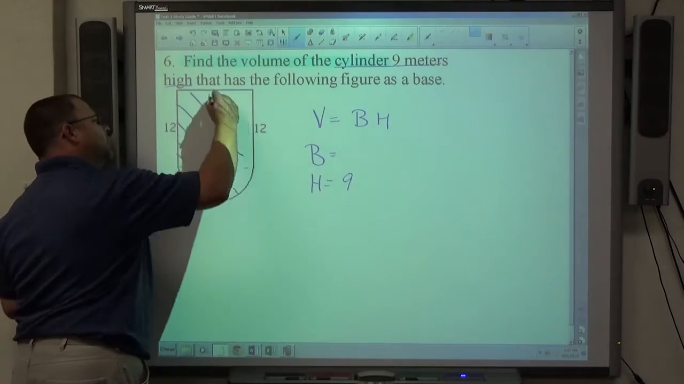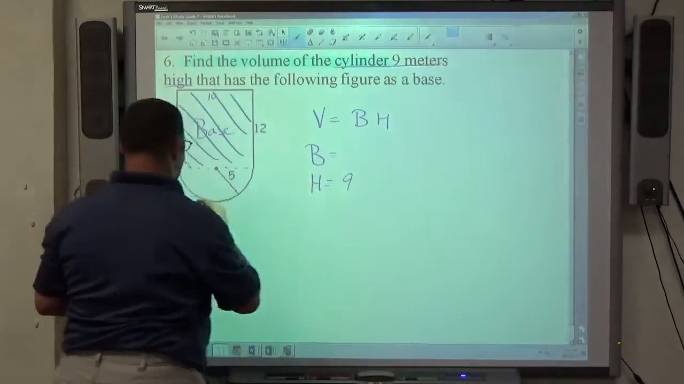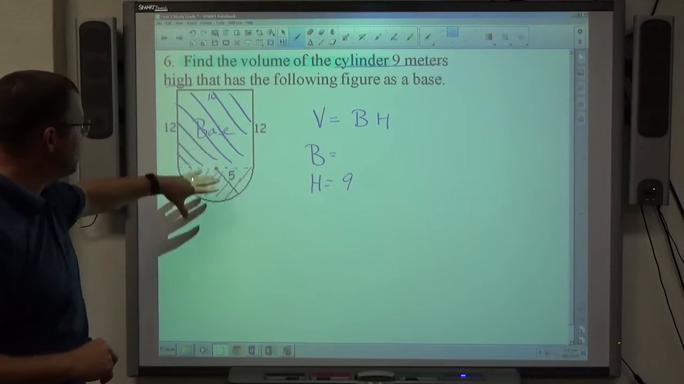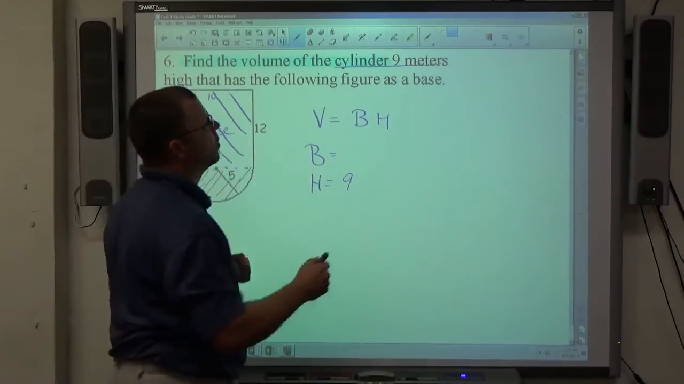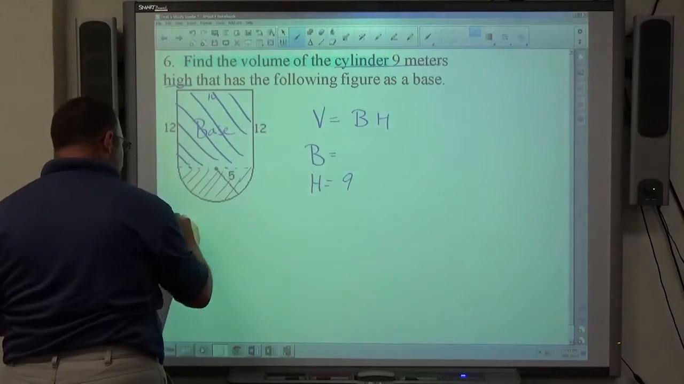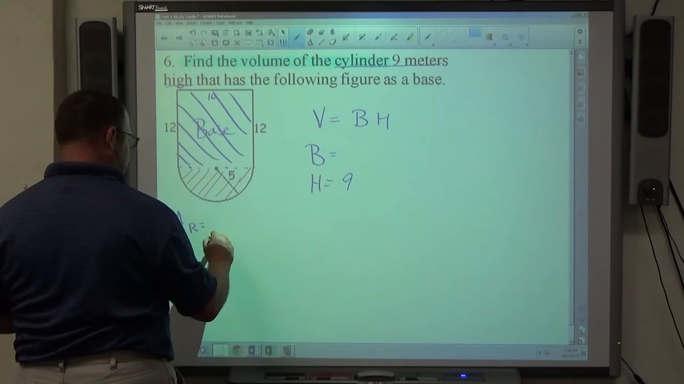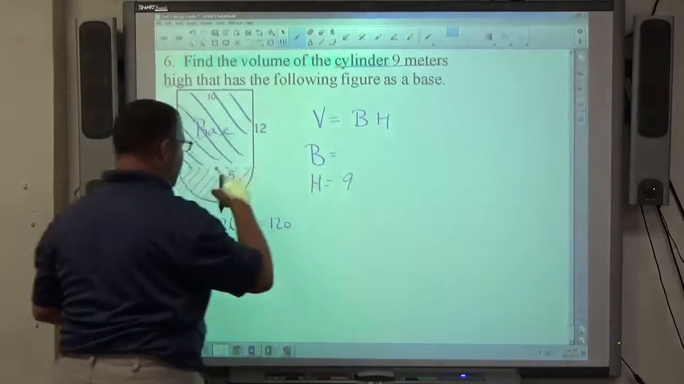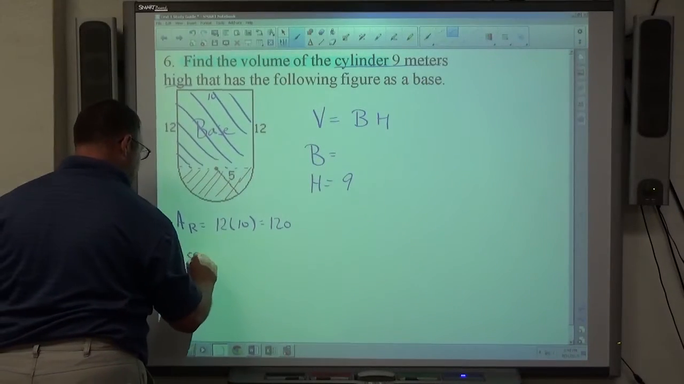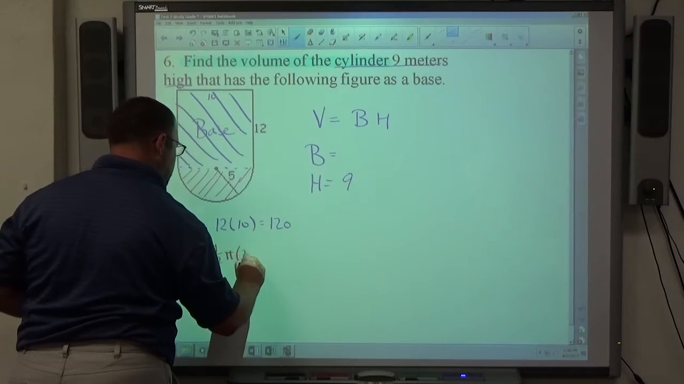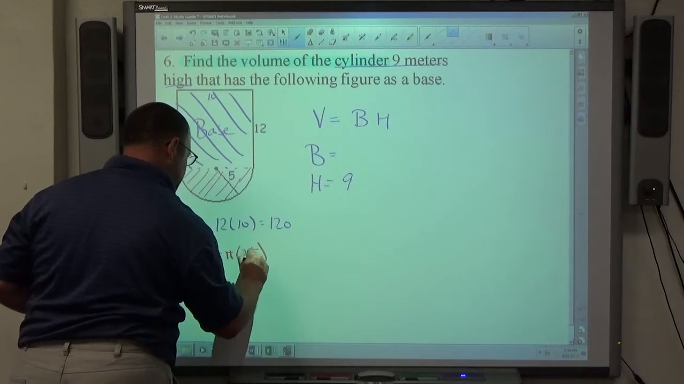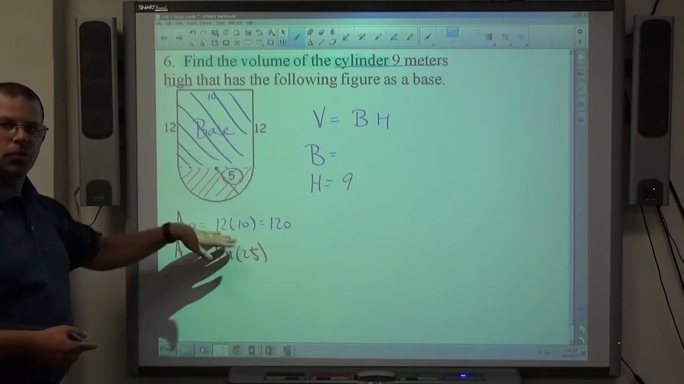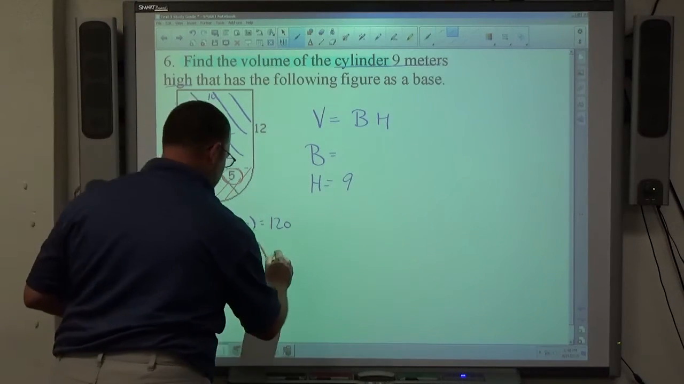So this part of the base is a rectangle. This part of the base is a semicircle. So we have to find the area of the base in pieces and then add those pieces together to get what B equals. So the area of the rectangle is 12 times 10, which is 120. The area of the semicircle is 1/2 pi times the radius squared. The radius is 5, 5 squared is 25. Always square the radius in your head so you don't have to square something on your calculator. It's just easier to type in multiplication.